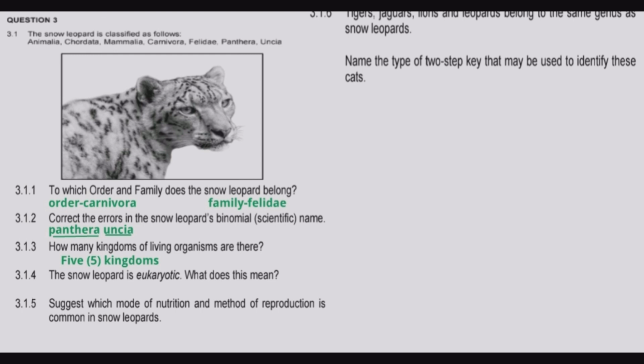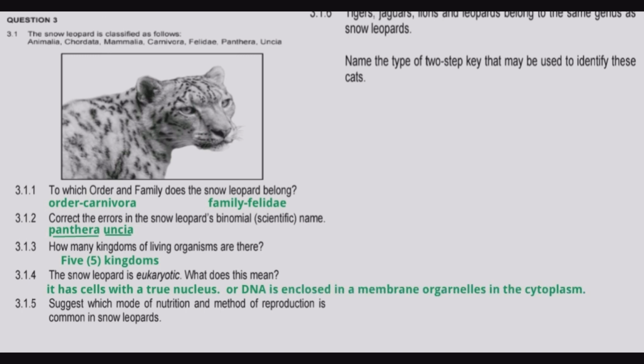The snow leopard is eukaryotic. What does this mean? Okay, so when we say the snow leopard is eukaryotic, we mean that it has cells with a true nucleus, DNA enclosed in a membrane, and organelles in the cytoplasm. It means that it has cells with a true nucleus, DNA enclosed in a membrane, and organelles in the cytoplasm. Okay, so that is the answer for that question. Please, if you have got questions, you can ask in the comment section.